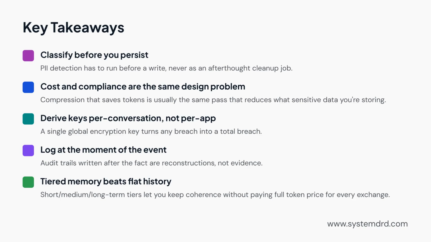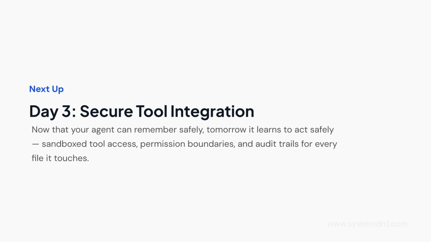Log at the moment of the event, not after. An audit trail built by reconstruction after an incident is a much weaker artifact than one written inline as things happen. And tiered memory beats flat history. The 3-tier ladder we opened with lets you keep a coherent conversation without paying full token price for every single exchange, every time. If you only remember one of these, make it the first one. Classification ordering is the single decision most tutorials get wrong, and it's the one most likely to bite you in a real audit.